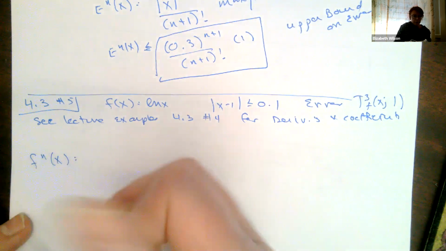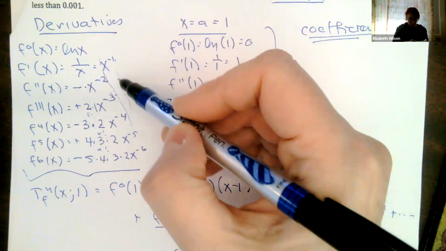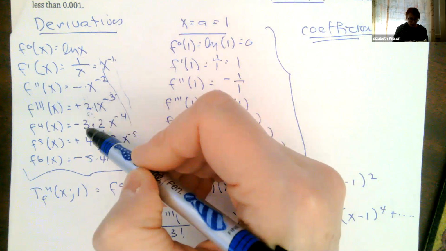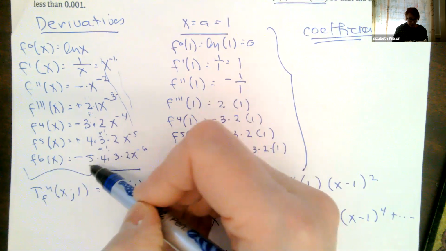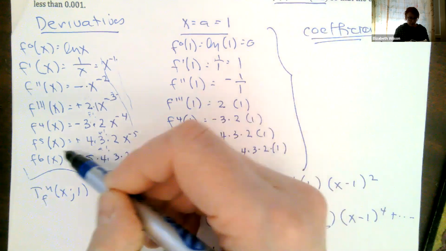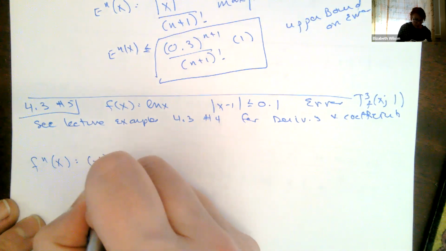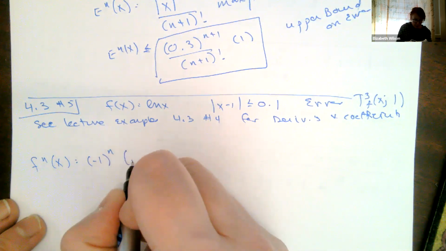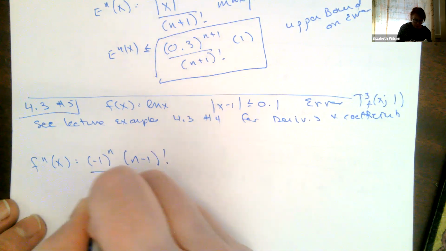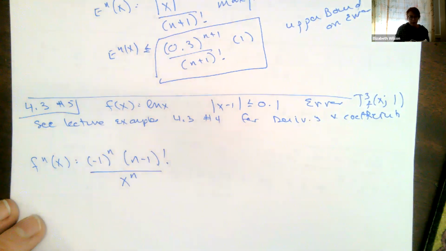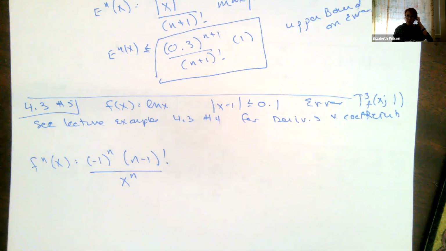So when I look at all of my derivatives, I'm accumulating an n minus 1 factorial. My sixth derivative has 5 factorial, and so on and so forth. So we've got a factorial thing that's happening. My nth derivative has a minus 1 to the nth power, an n minus 1 factorial, and that's all over x to the n. That's just looking at my derivatives and the pattern that the derivatives show me.